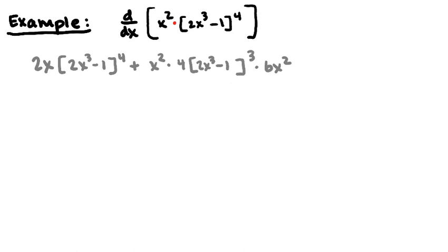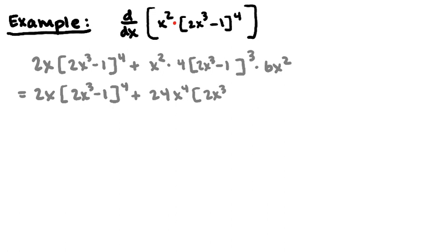All right. And now I've got all this stuff. If I'm preparing for a multiple choice test, I'm going to need to combine like terms, especially on the second factor. So I'm going to write this as 2x times (2x to the third minus 1) to the fourth the same, plus 4 times 6 is 24. x squared times x squared is x to the 4. And then I have 3 powers of (2x to the third minus 1).